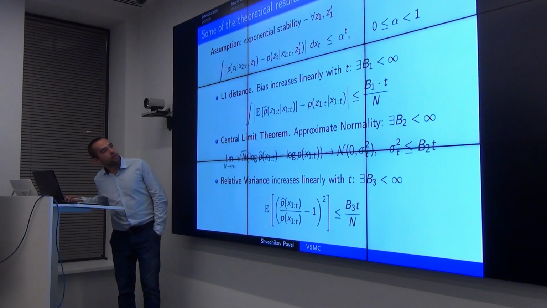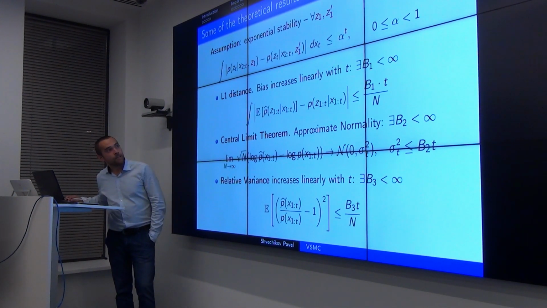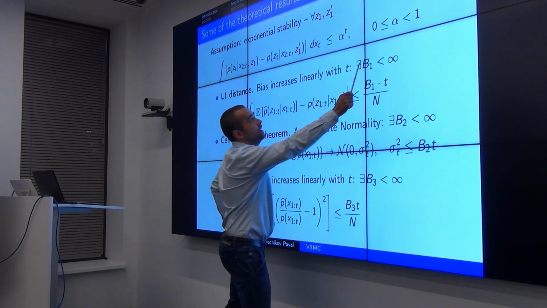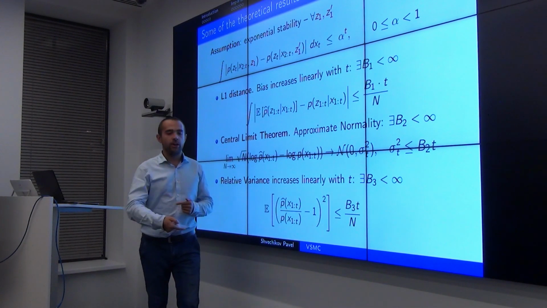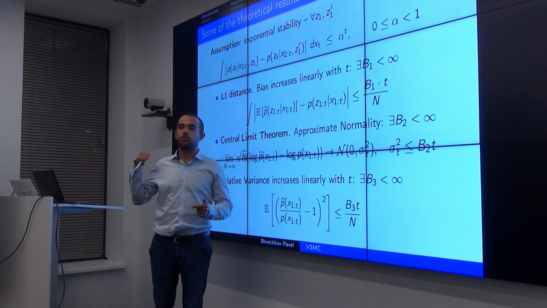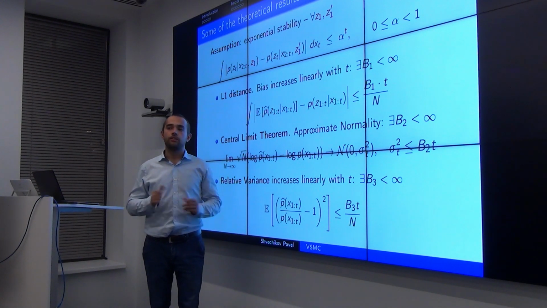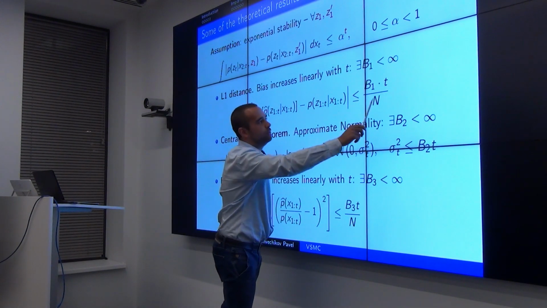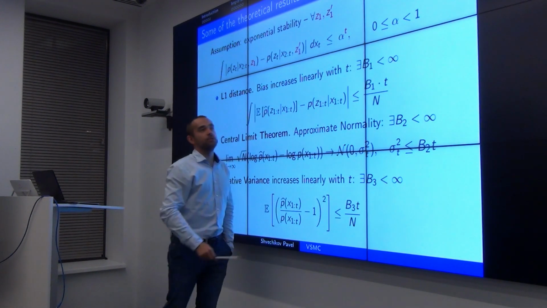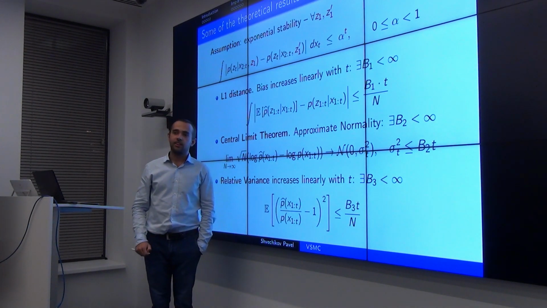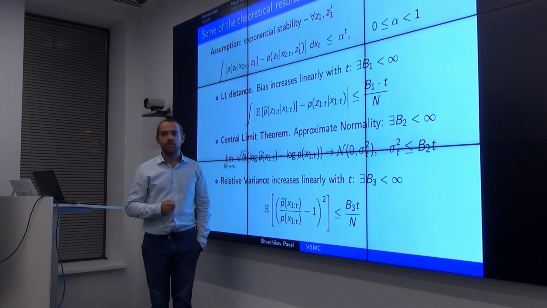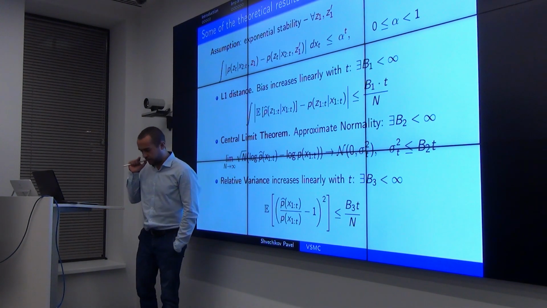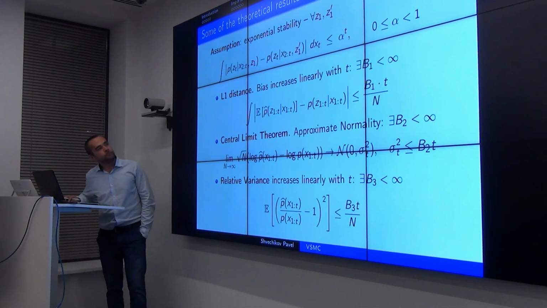Okay. Where is the alpha in these results? No, the alpha is only in your assumption. This is basically your assumption of how fast you forget the very distant past. And that's all. So if you're asking whether B1, B2, and B3 depend on it, well, yeah, are there explicit dependencies? As far as I remember, yes, but I'm not quite sure about it.